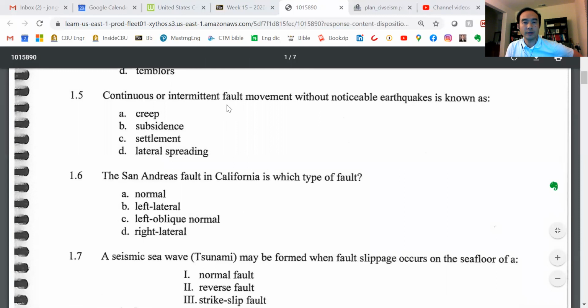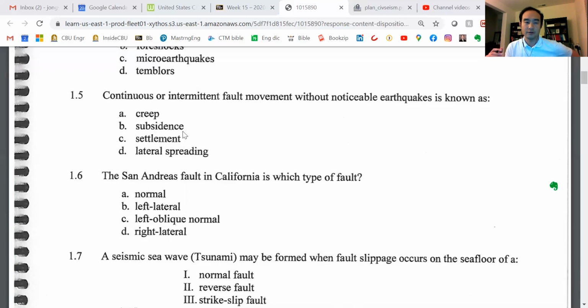Continuous or intermittent fault movement without noticeable earthquake is known as... We didn't talk about this, but the answer is A, creep. That is the definition of creep. Subsidence is kind of the opposite of uplift. We can think of the elevation going down, that is subsidence, or we can also call it settlement. And lateral spreading is movement in the lateral direction. So the answer is A.